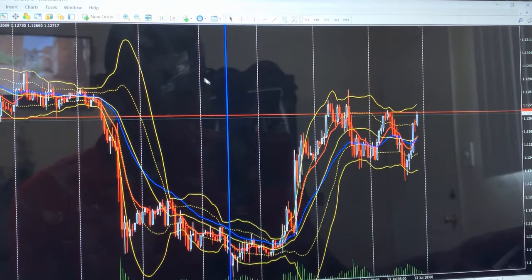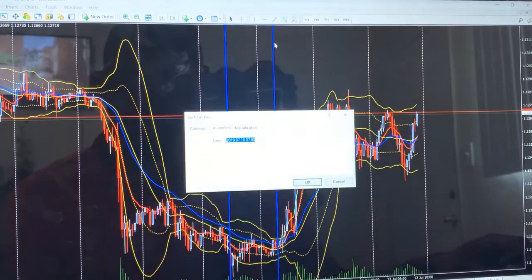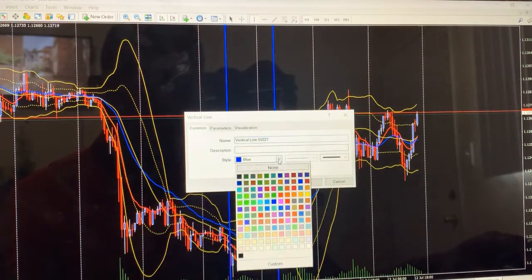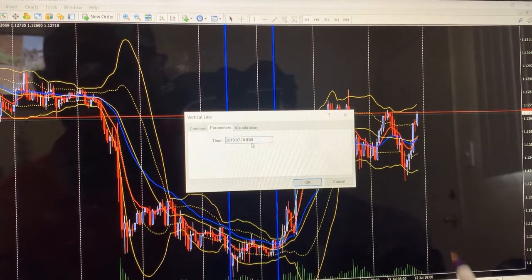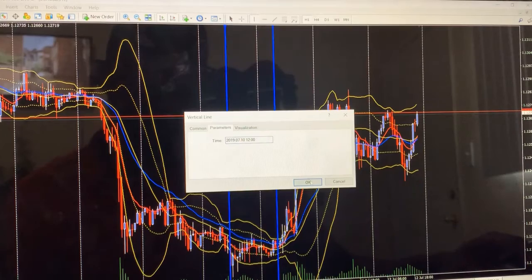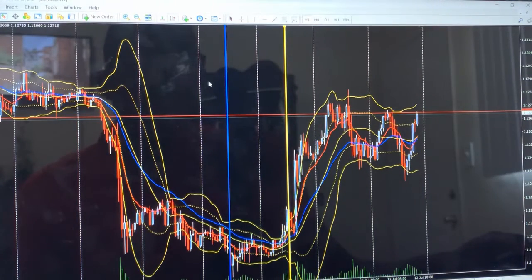All right, so now let's put our exit time. For the exit time, we're going to put another color, like yellow, and then July 10 at 12 p.m. So that basically means we get into a trade on the blue vertical line, and then we close our trade on the yellow vertical line.